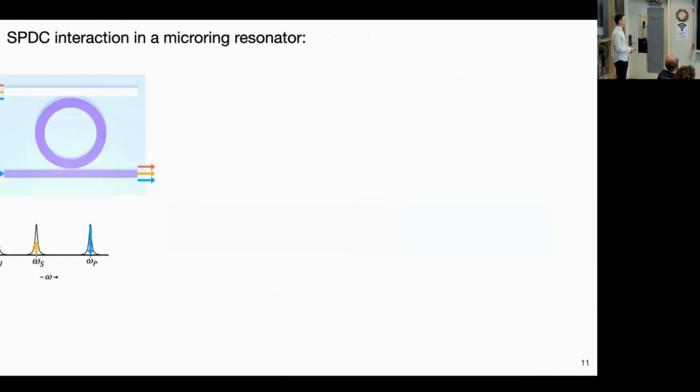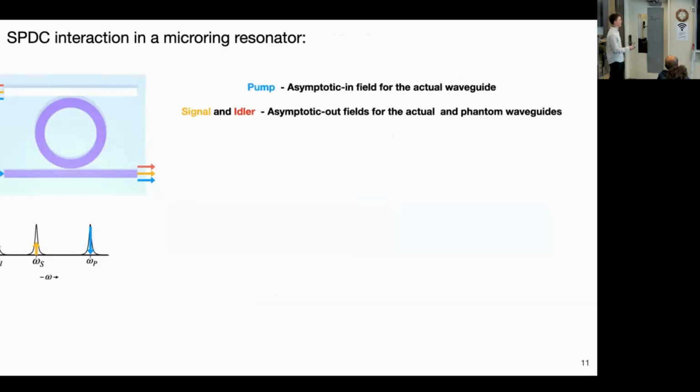So in this basis, we're going to study the SPDC interaction in a microring resonator, just to be specific. And we're going to treat the pump, the blue arrow, in terms of the asymptotic in field for the actual waveguide. And the generated signal and idler, the yellow and red arrows, will be treated with these asymptotic out fields for the actual and phantom waveguides, because the signal and idler can either scatter out the phantom or they can go out the actual channel.